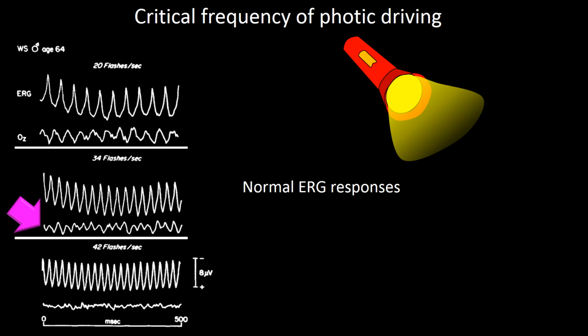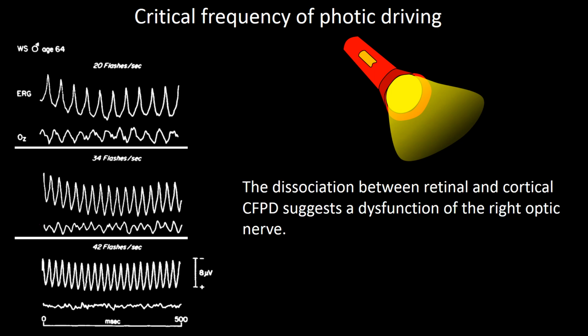This indicates that 34 flashes per second was the critical frequency of phonic driving in this patient, implying that this is an abnormal study. And this is so because the electroretinogram responses are present at 42 flashes, and the critical frequency of cortical phonic driving is lost at 34. This finding indicates an abnormality in the optic nerve.